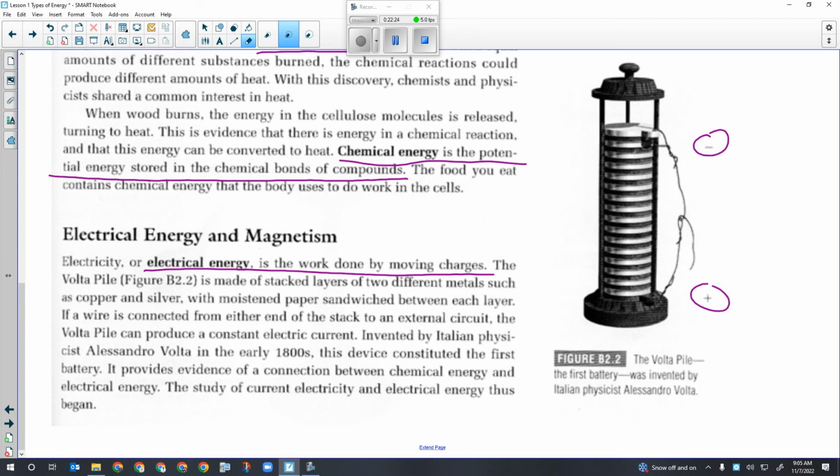Okay, questions on electrical energy? Okay, the big thing is, it's the work done by moving charges. Okay?